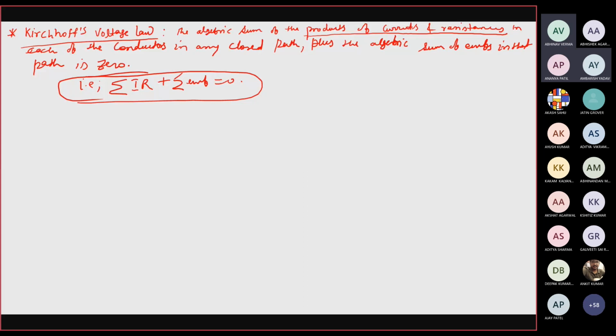So let us try to understand this law with the help of a simple electrical circuit. Let us consider this electrical circuit. Can you see the screen? Is everything visible on the screen or is there some delay? Yes sir, it is visible. Okay, thank you.